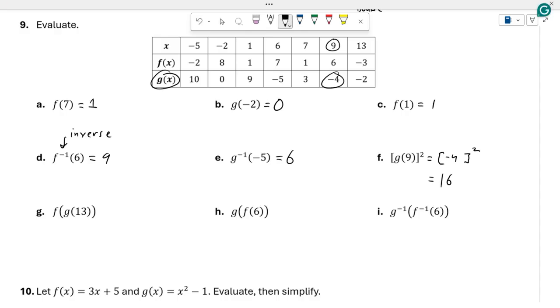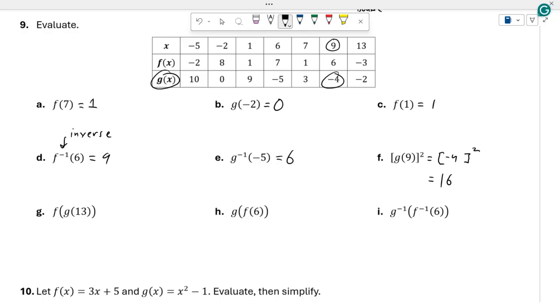9G. All right, this is where things get a little bit more interesting. For 9G, similar to F, you want to work from the inside out. This is a composition of functions, right? And we're definitely going to be working with composition of functions this year. If you wanted to say 9G out loud, you would say f of g of 13. So it's f of g of 13.